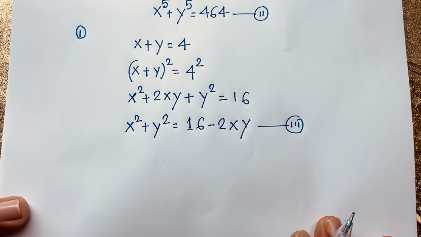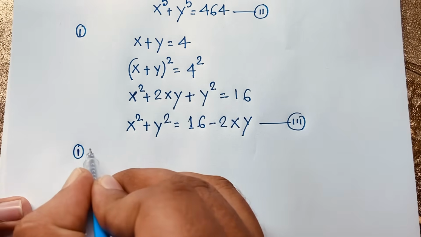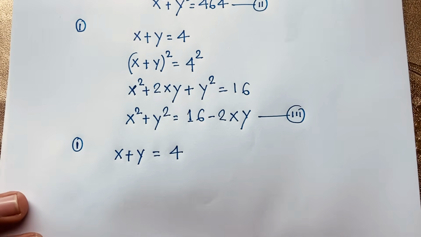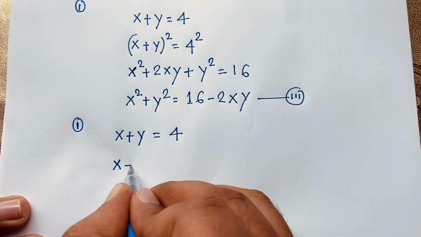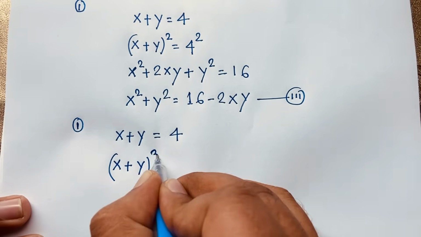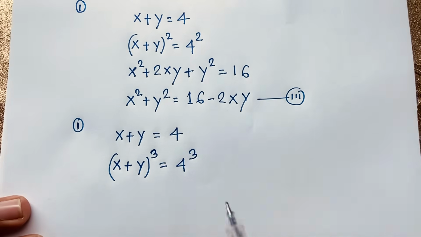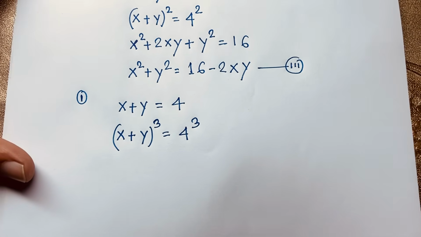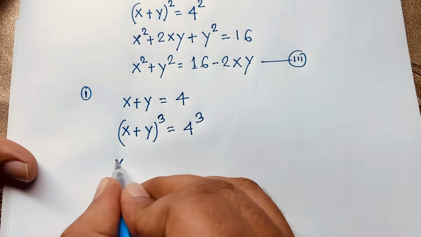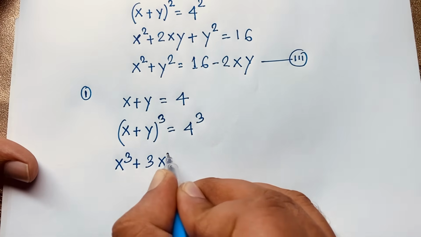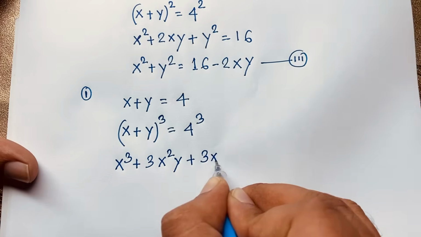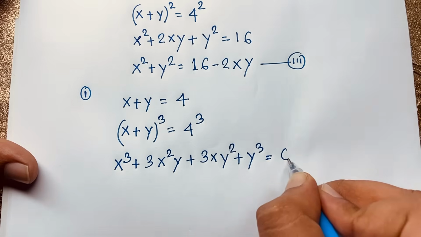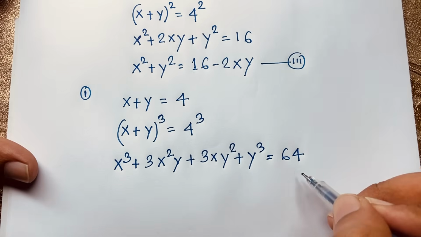Now again, we take our first equation: x plus y is equal to 4. Now I cube both sides, so (x plus y) to the power 3 is equal to 4 to the power 3. We know that (a plus b) whole cube is a cube plus 3a squared b plus 3ab squared plus b cube, where here a is x and b is y, so x cubed plus 3x squared y plus 3xy squared plus y to the power 3 is equal to 4 to the power 3. We know that 4 to the power 3 is 64.